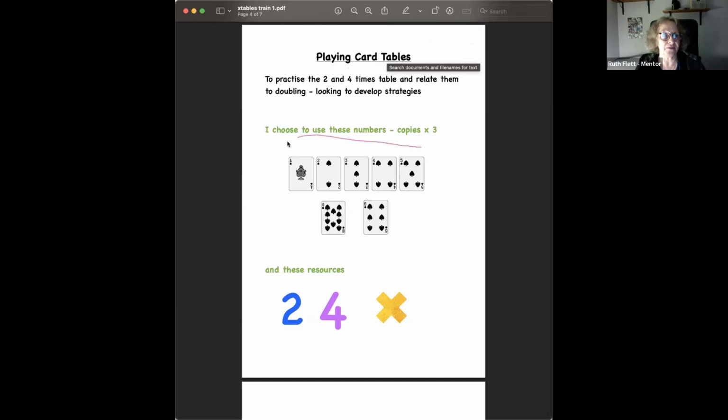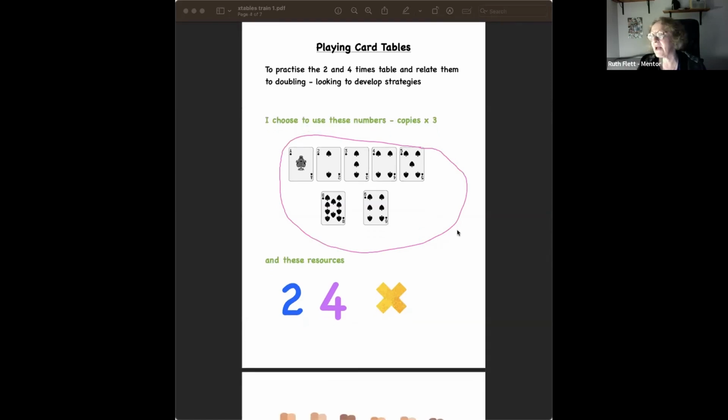So for example, for this game, these are the cards I've chosen to use. So you can pick out which numbers might be appropriate for your child. So I've chosen the easier ones. For my pretend child, perhaps would find some of the other ones more tricky. So the ace is the one. And then I'd also use a big number with a multiplication sign.